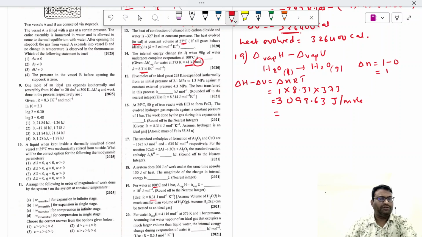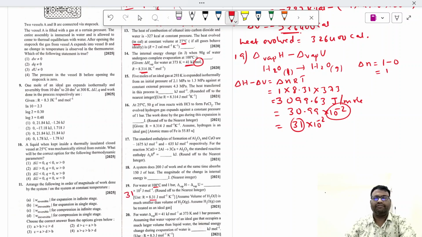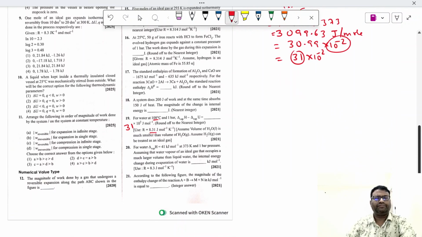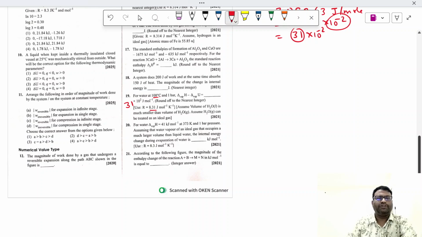So then that is equal to 30. You can write it as 30.99 into 10 power minus 2. So the question asked is in 10 power minus 2. That is equal to 31 into 10 power minus 2. So the answer will be 31. Right? Answer will be 31. Coming to question number 20. Question number 20 is also similar to that of question number 19. Delta H is given.